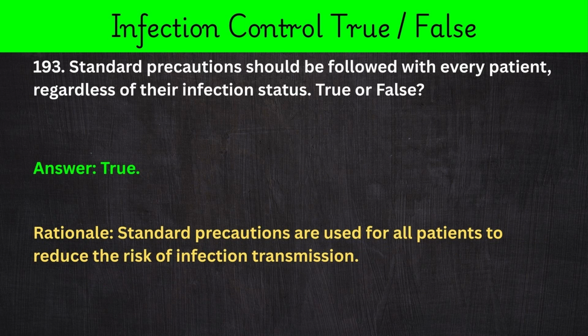193. Standard precautions should be followed with every patient, regardless of their infection status. True or false? Answer: true. Rationale: standard precautions are used for all patients to reduce the risk of infection transmission.